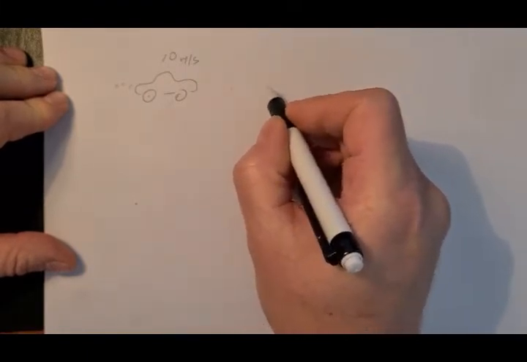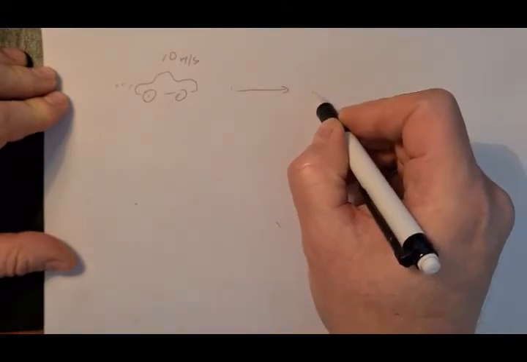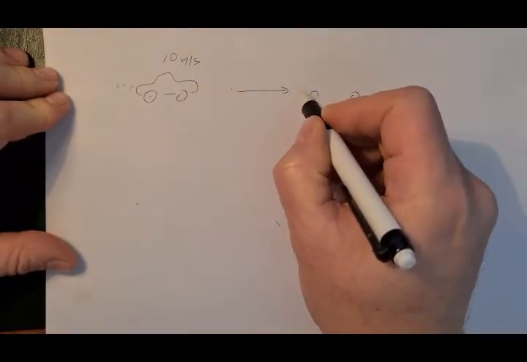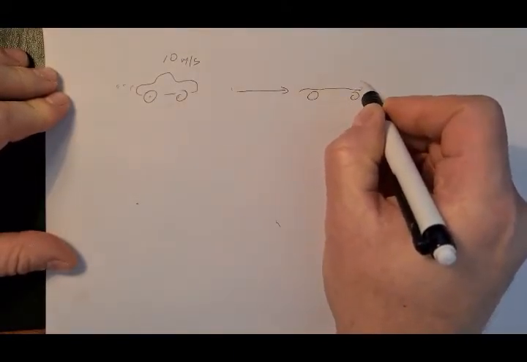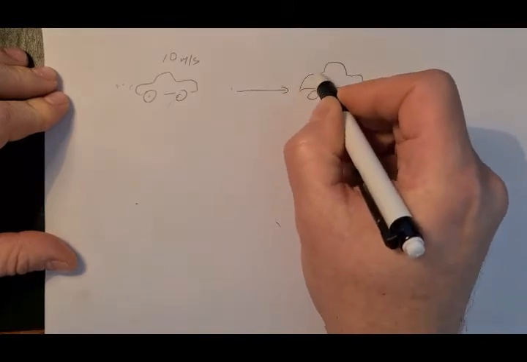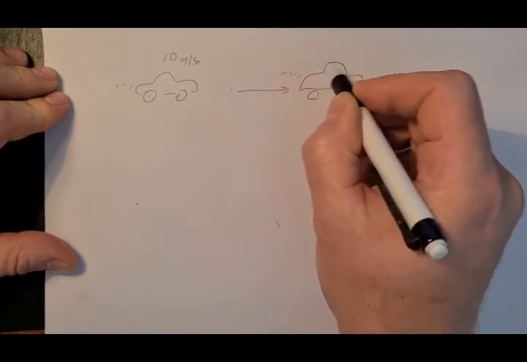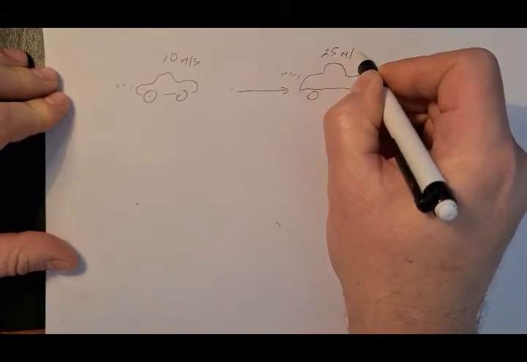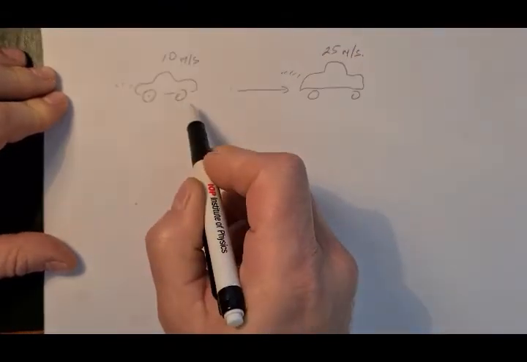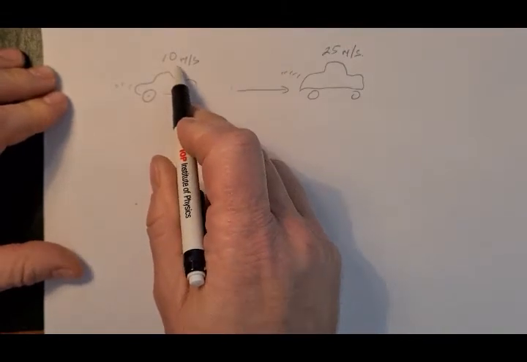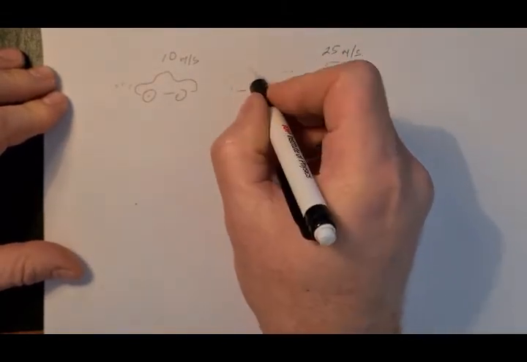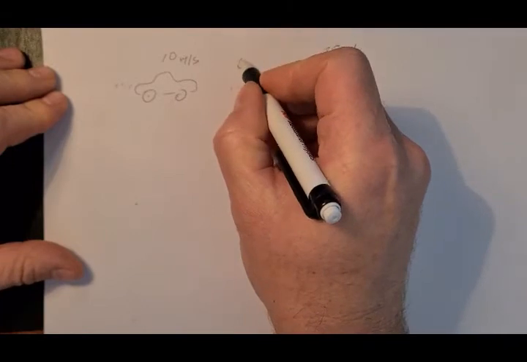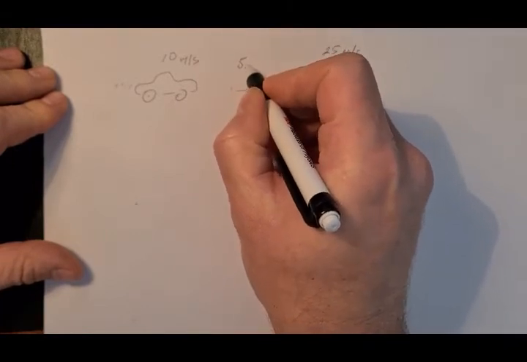The car then starts to accelerate. That means he's going to increase in speed. So now my car is traveling a little faster. So there's my car and he's traveling much faster. He's traveling at a speed of, we'll say, 25 meters per second. Now the time it takes for the car to increase in speed from 10 meters per second to 25 meters per second, that increase happened over 5 seconds.